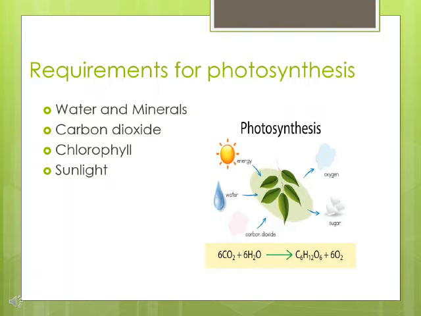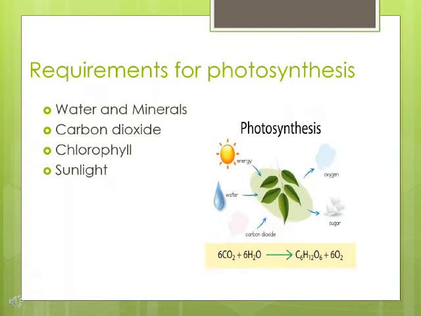Next requirement is chlorophyll. Chlorophyll is already present in the leaves. Chlorophyll is the green pigment present in the green colored bodies of the leaves. These green colored bodies are called chloroplasts.